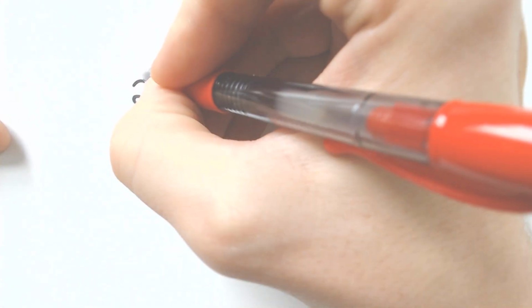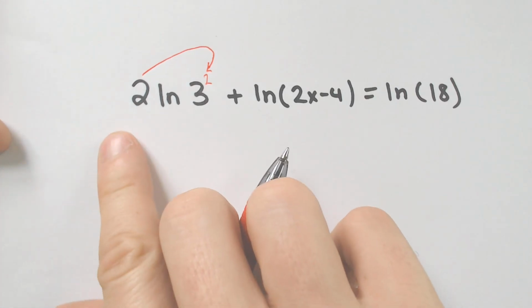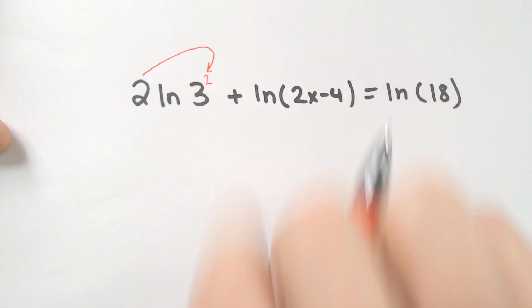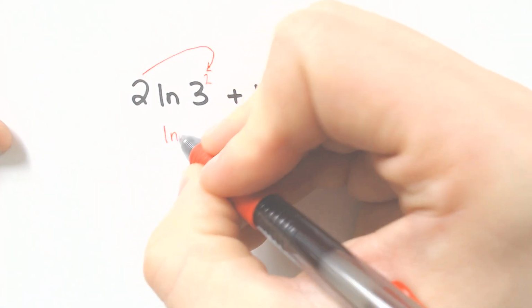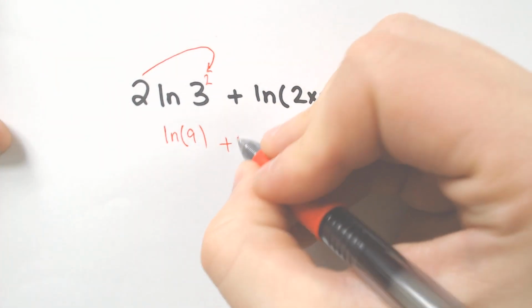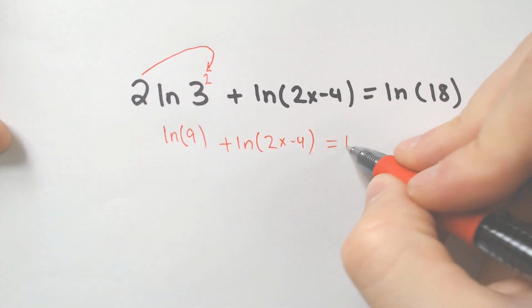That 2 is the first thing I deal with, and it needs to be written as a squared. Any number in front of an ln or a log is the same as an exponent. Then I'm going to write 9. So essentially I have the ln of 9, because 3 squared is 9, plus the ln of 2x minus 4 equals the ln of 18.